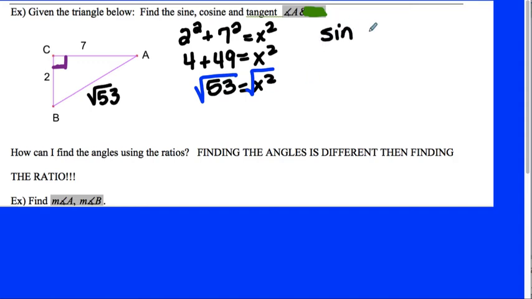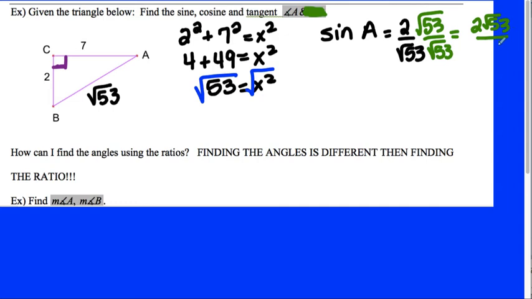The sine of A. All right, sine is opposite over hypotenuse, so that would give me 2 over root 53. Yeah, I'd have to rationalize that. So I'd multiply by root 53 over root 53, giving me 2 root 53 over 53. Okay, I could also turn that into a decimal if I wanted to.